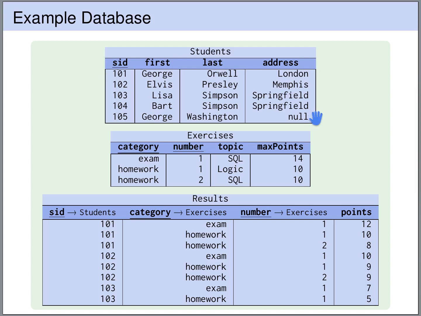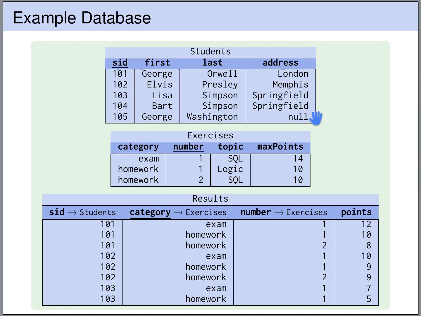The exercises table has columns category, number, topic, and max points. The category is the category to which the exercise belongs. There are three possible categories. It could be exam, midterm exam, or homework.